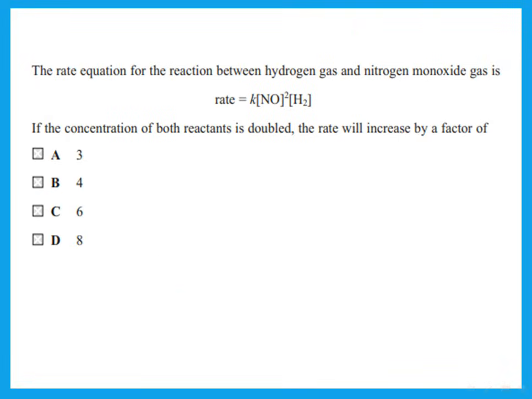Okay? This one is another question. He's saying the rate equation of the reaction between hydrogen gas and nitrogen monoxide gas is this. If the concentration of both reactants is doubled, do you remember what we should do? He says, if it is doubled, that means NO is doubled to the power 2. H2 is doubled, and we multiply everything, so that is increased by a factor of 8.